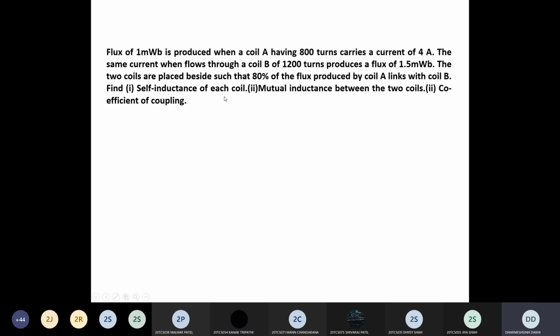That is L1 and L2, the self inductance of coil 1 and 2. Second, find out the mutual inductance between the two coils, that is M. And next, find out the coefficient of coupling. So this example is almost the same as the previous example. Calculate this and give me the answer. First find out L1 and L2.